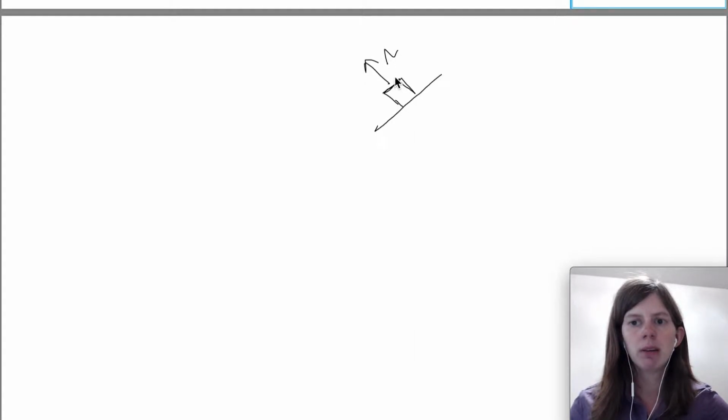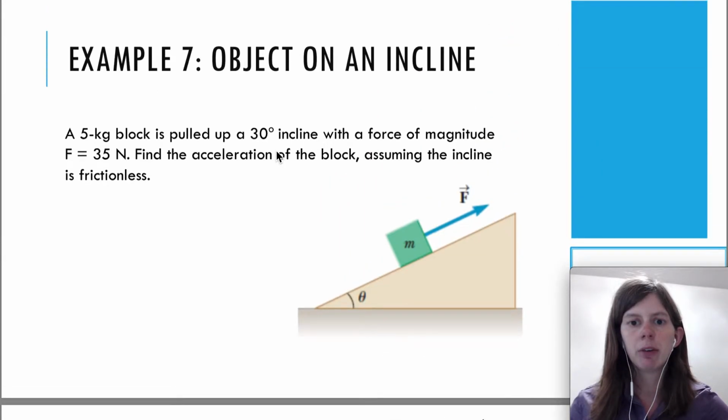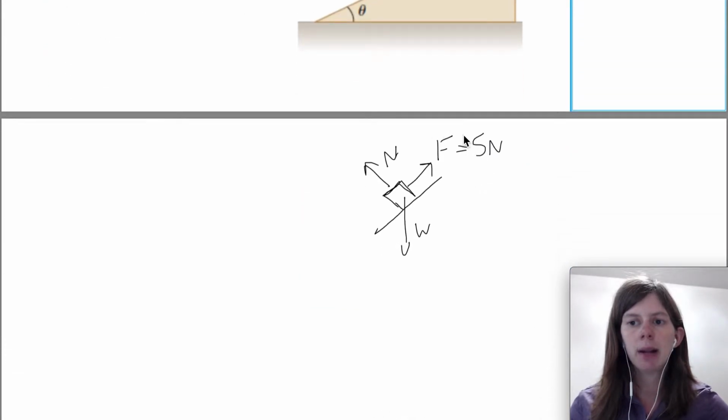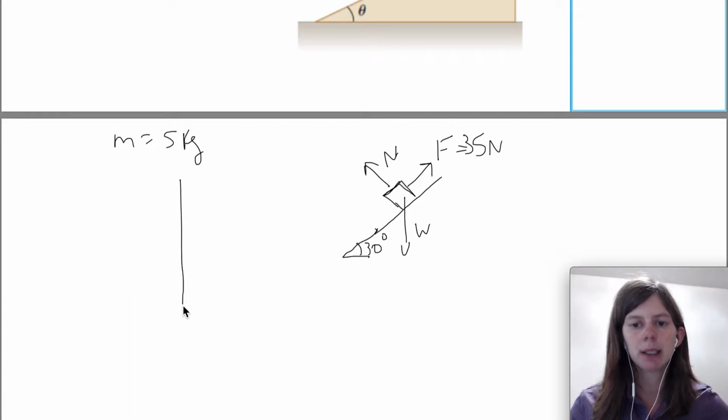And then the weight of the object is straight down, and then it was pulled upward with a force equal to 35 newtons, and the mass was 5 kilograms. And the angle of the incline that was given was 30 degrees. Find the acceleration. So we have to separate the x and the y directions. That's the first thing.